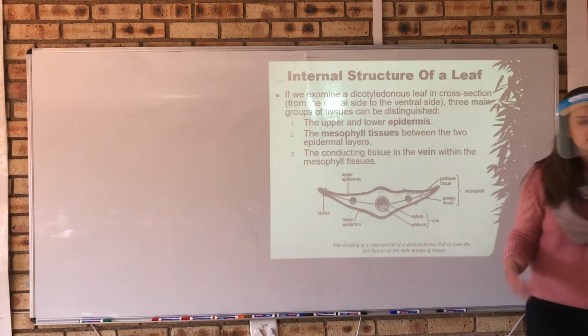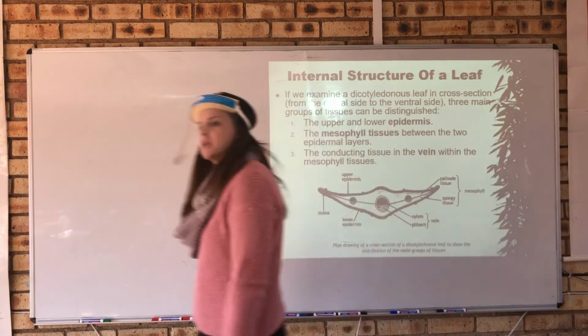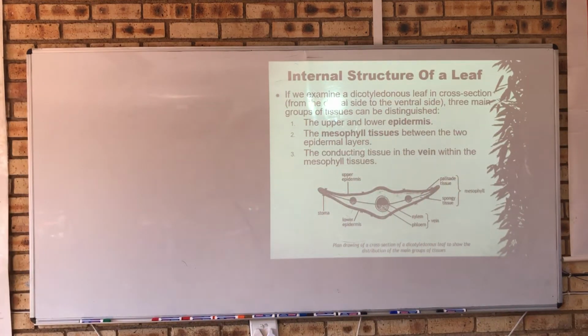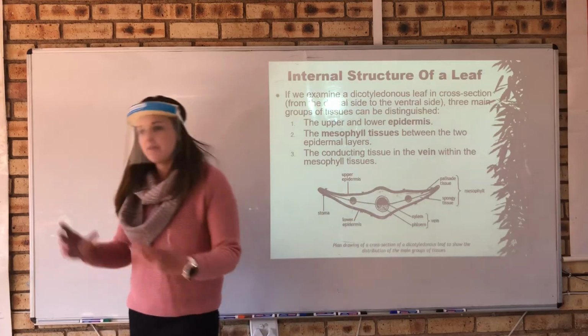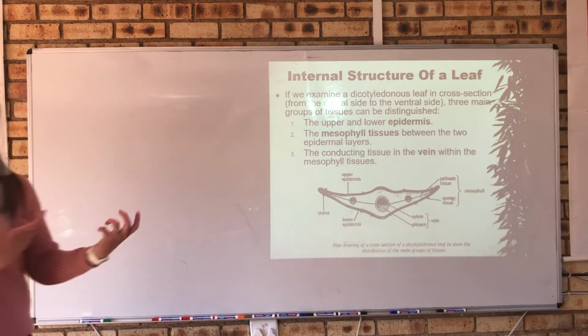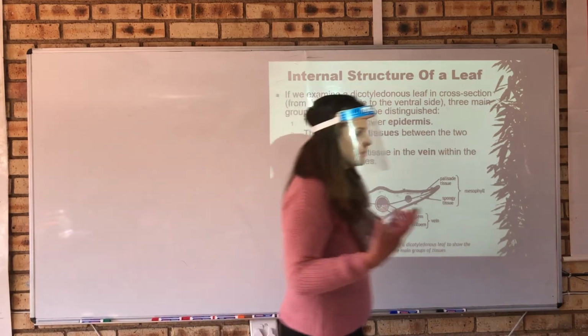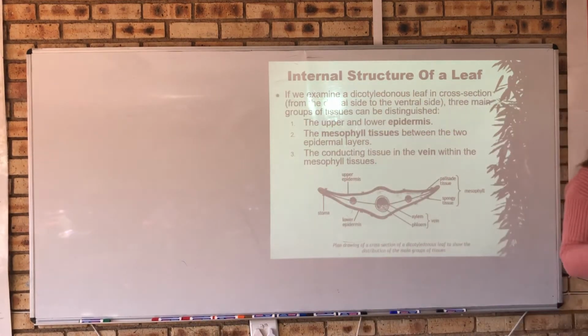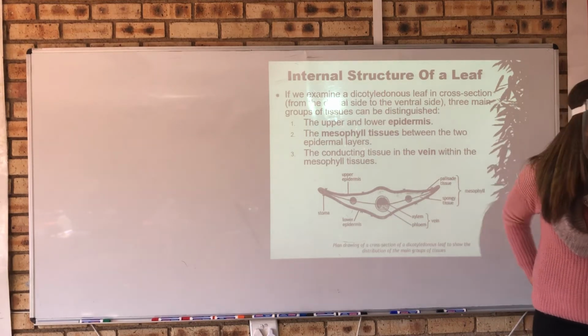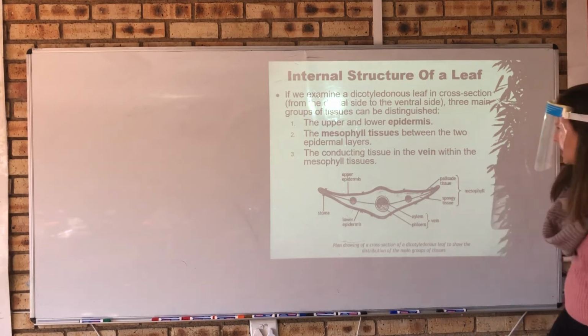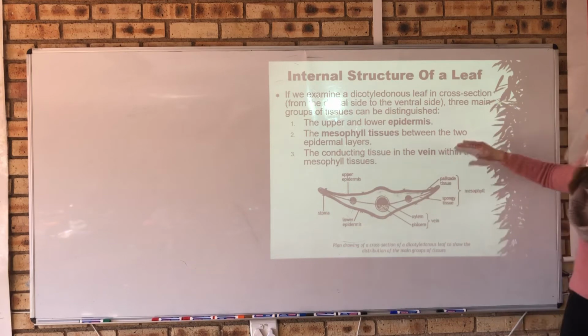We already know about the epidermis, we know about the structure of the epidermis, but we're going to look at the epidermis in a bit of detail. Then we have what we call the mesophyll tissues. The mesophyll tissue is made up of the plant tissues that we've studied. Specifically in a leaf, it's chlorenchyma, because chlorenchyma has lots of chloroplasts. And we're going to speak about that mesophyll tissue.